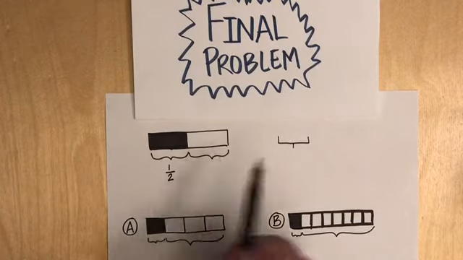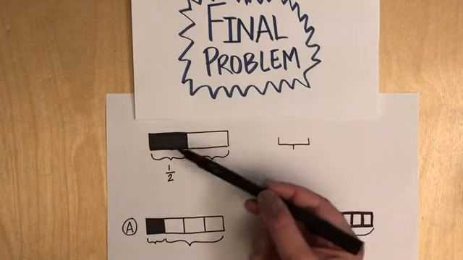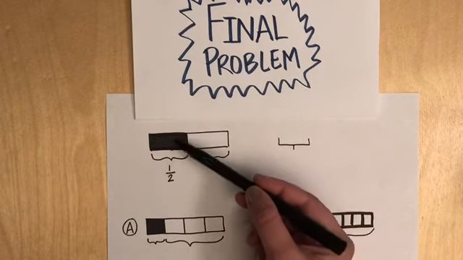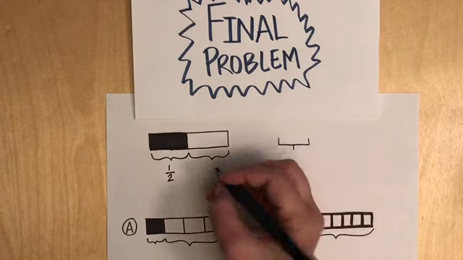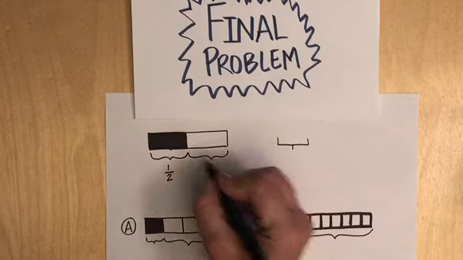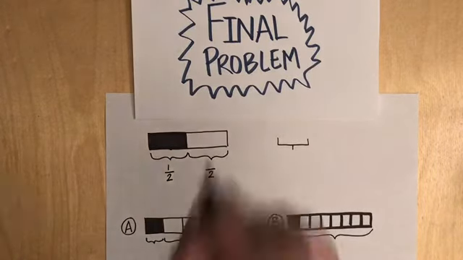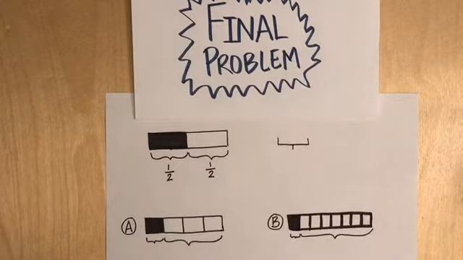So looking at this rectangle here, I noticed that there's 2 equal parts that it's divided up into, and the shaded is 1 out of 2, or 1/2. So my unshaded, I still have 2 equal pieces, and one of them is unshaded.